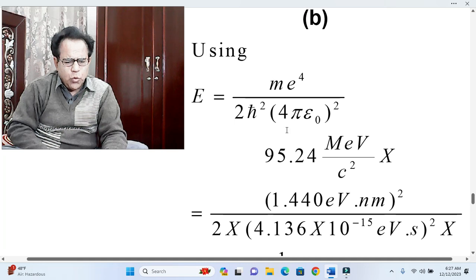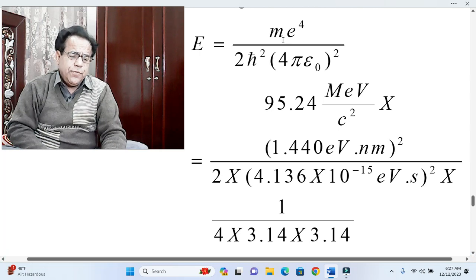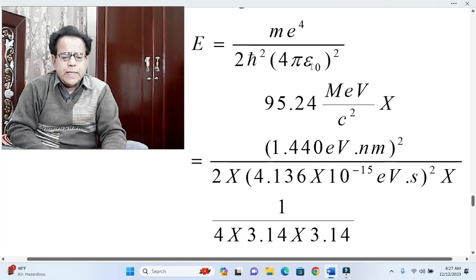Moreover, the value of m is also known, and the value of h is known, and when divided by 2 pi, we will get the value of h cut. So dear students, next, just the simplification process. I once again emphasize that this is very simple, because the value of e square over 4 pi epsilon naught is given in the table, which is equal to 1.440 electron volt into nanometer, or million electron volt into femtometer. So using this value, most of our part will be covered.